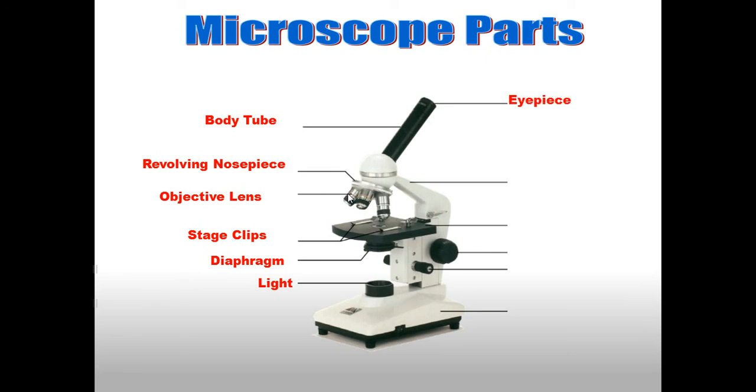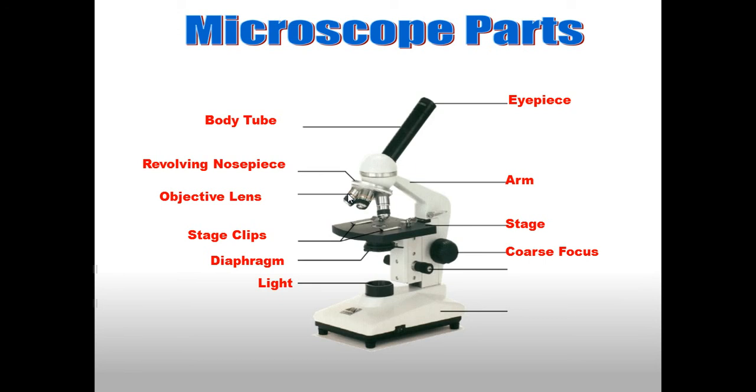The part where you look is called the eyepiece. It's also called the ocular. This is the arm, which supports the eyepiece and the body tube and the nose piece. The stage, which is where you set the specimen, and in order to focus it, the stage actually moves up and down.